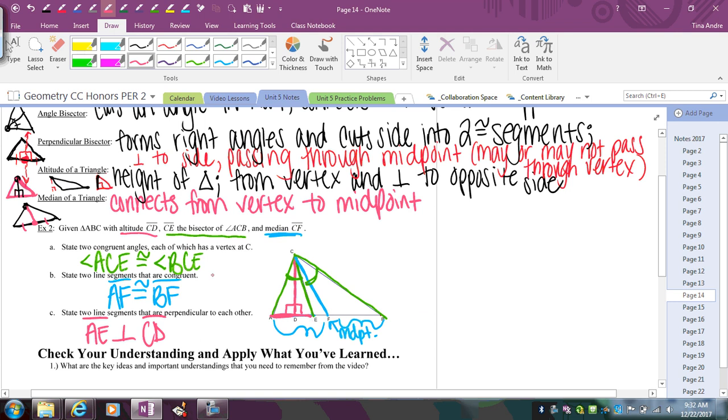So I didn't write out all my reasons here, but I tried to color code it so you can see kind of how I made my conclusions. So go ahead and, using this vocab, complete the check your understanding problems.